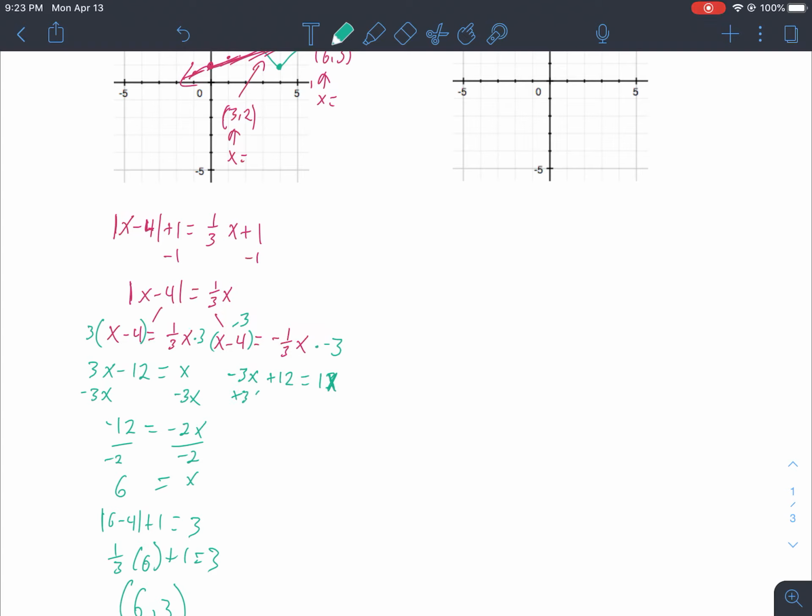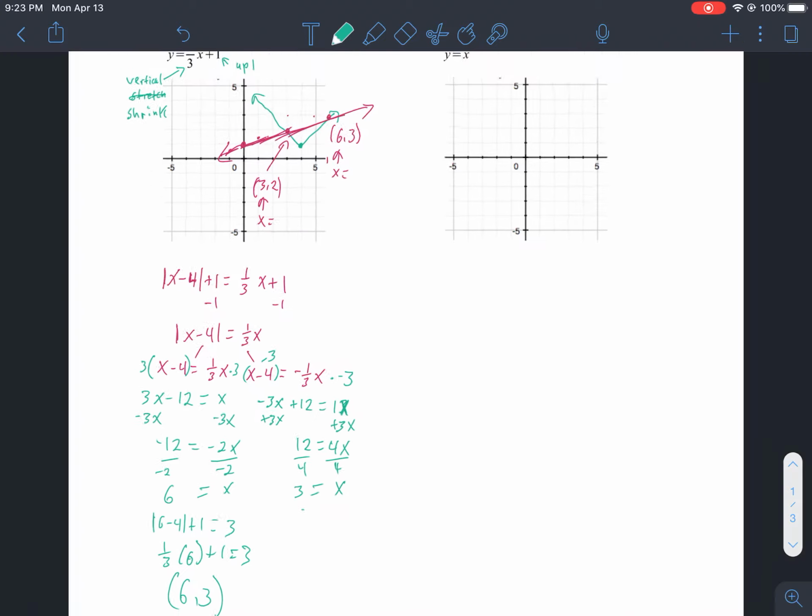Okay, I will add 3x to both sides. So I get 12 equals 4x. Divide by 4. And x equals 3. Now I'll plug it into the top and bottom to double check.